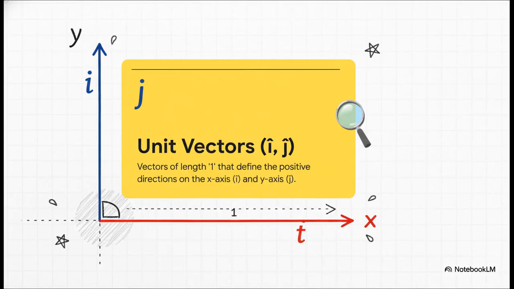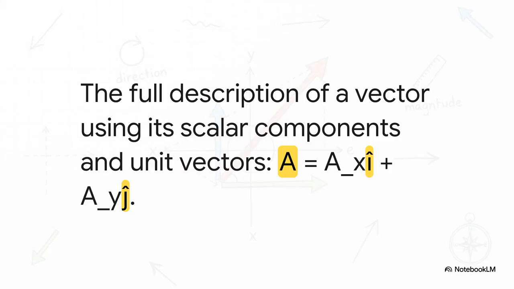Now, to write this stuff down like a physicist, we need a special language. So meet the unit vectors, i hat and j hat. They're incredibly simple, but so important. i hat just means one step in the positive x direction, and j hat means one step in the positive y direction. They're pure direction. They're basically just little signposts. And now we can put it all together.